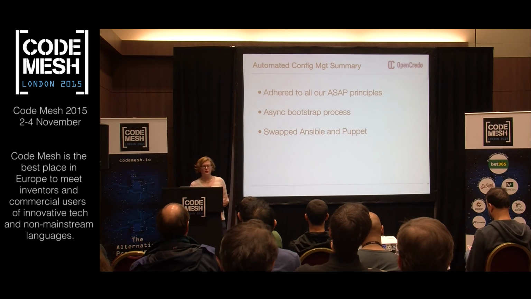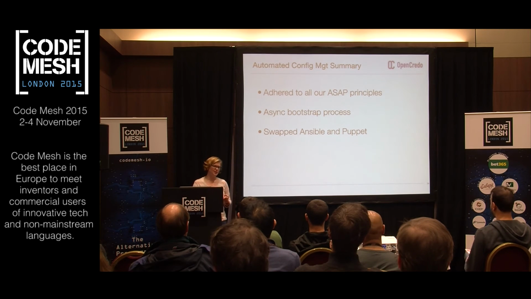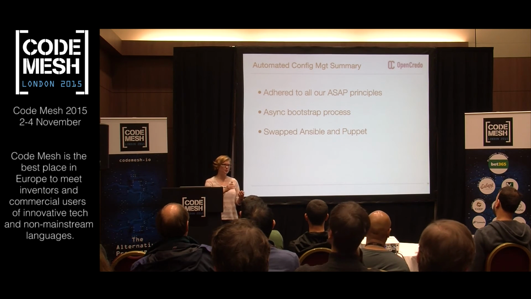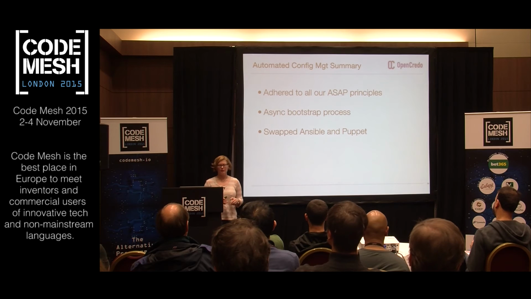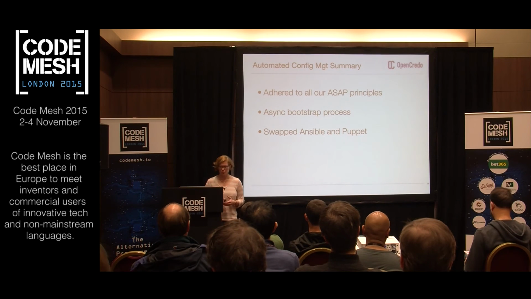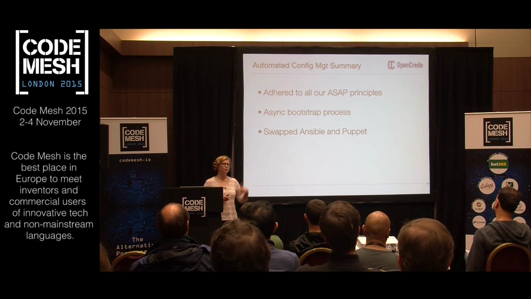So the summary on this section is that, again, we've stuck to our ASAP principles. Everything's automatable, both from cloud-init's perspective and the config management tool itself. We separated our configuration and our code. Everything's API drivable, and we have managed to prefer open source software. We also have an asynchronous bootstrap process. What I mean by that is there's no explicit call required from the outside in order to make the config management happen. Once Terraform starts up, the config management just happens as and when it's ready.